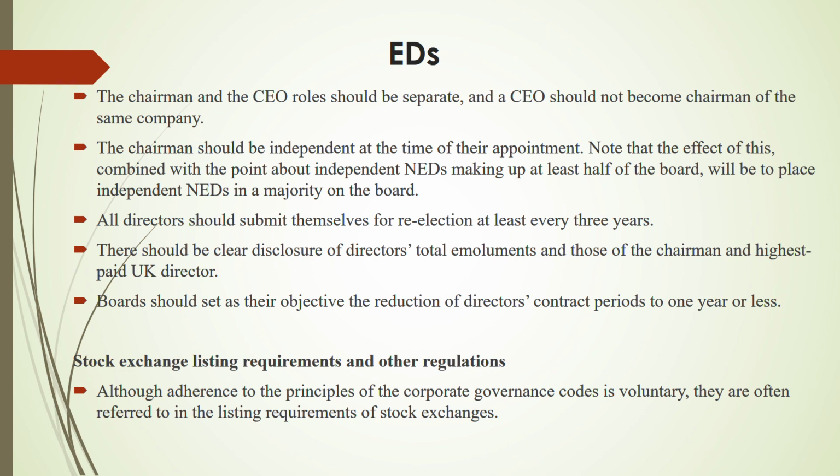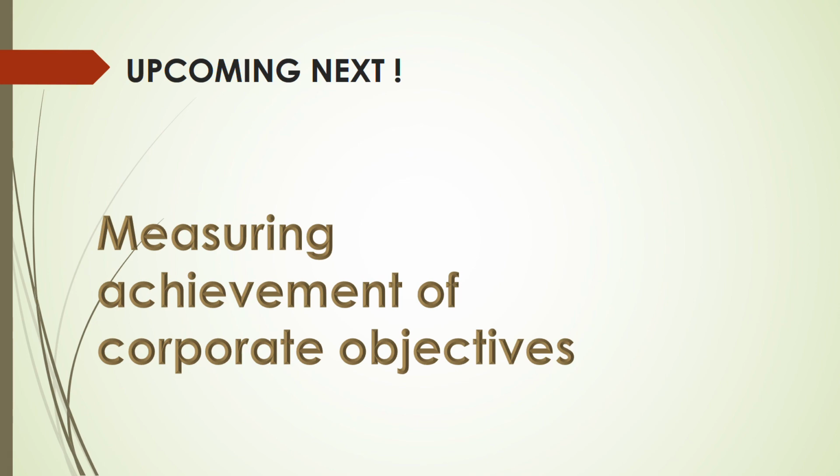Okay, so with this we have covered the agency theory, how to solve the agency problem through having non-executive directors, then managerial reward schemes and all those issues. The next topic will be measuring the achievement of corporate objectives, how we are going to measure the achievement of those objectives. So that's it, and see you in my next video.